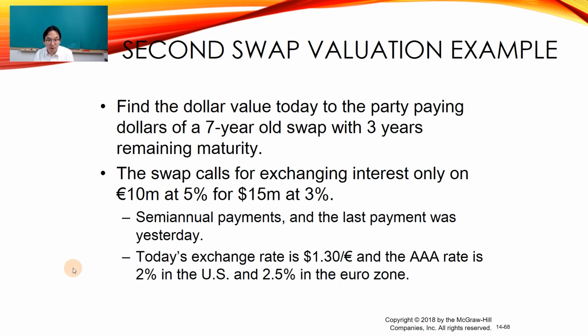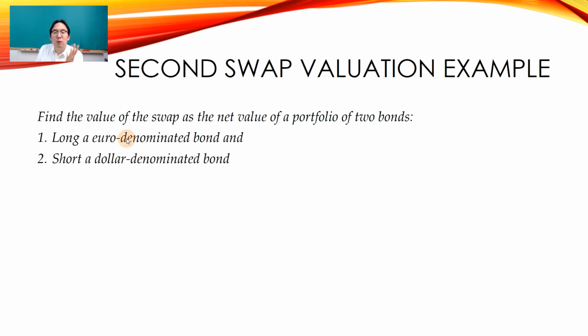Anyway, semi-annual, right? Just happened yesterday. Today's spot exchange rate is $1.3 per euro, and the AAA interest rate is 2% in the US and 2.5% in the Eurozone. Now that's annual rate. And these are coupon rate, right? Coupon rate, and then 6 month frequency. These are annual rate. So there are several things we have to worry about, okay? Coupon rate, okay? Let's go ahead over here.